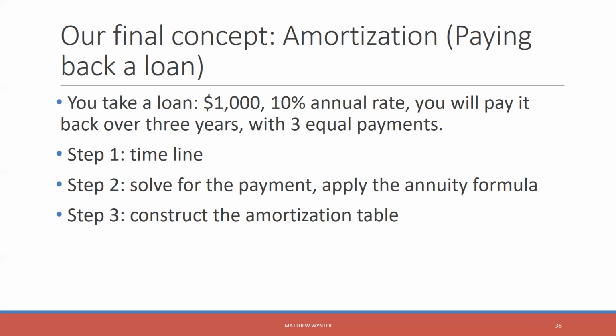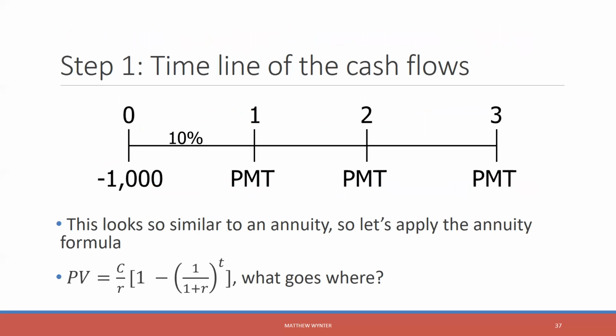So let's do it. You take a loan for $1,000 with a 10% annual rate. You'll pay it back over 3 years with 3 equal payments. Step 1 is to set up a timeline. Step 2, we're going to solve for the payment. And then step 3, we're going to construct an amortization table. Basically, you're going to see how this thing is getting paid off bit by bit. So let's do it. Draw our timeline.